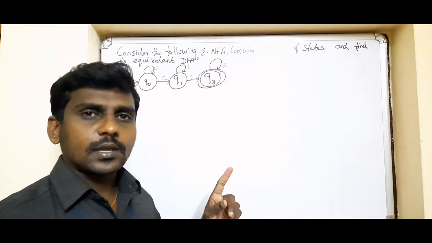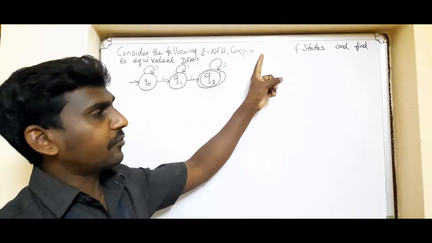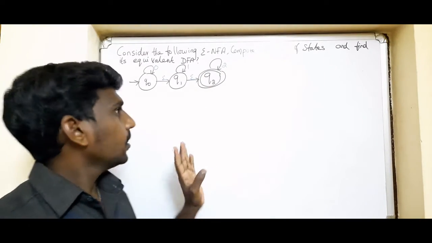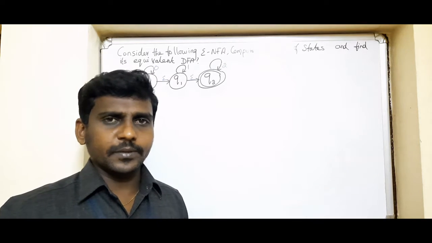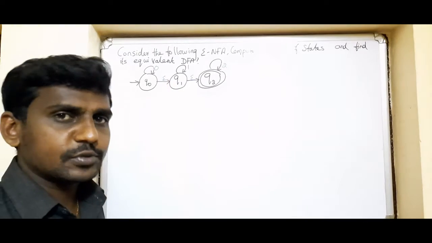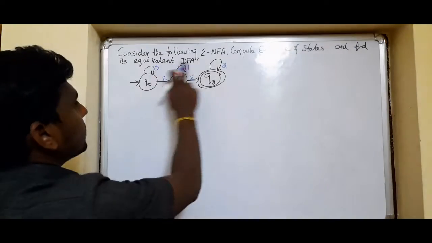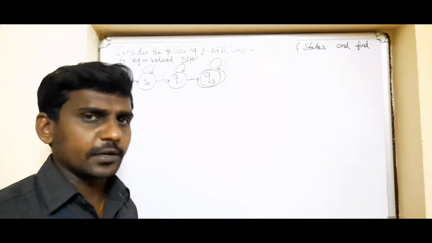In this video class, I am going to teach you how to convert Epsilon NFA to DFA. In the last video class I taught you what is Epsilon NFA. An NFA which consists of Epsilon moves is called Epsilon NFA. Consider this NFA, this consists of Epsilon moves, so this is called Epsilon NFA.